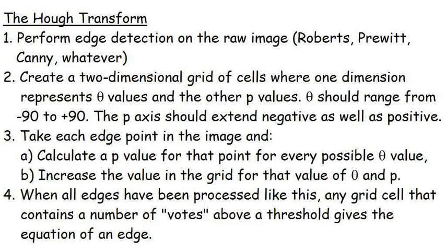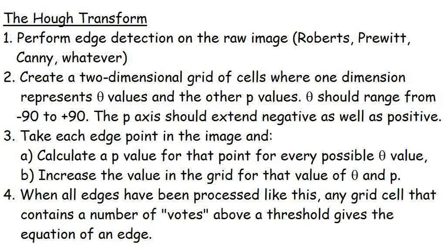Secondly, create a two-dimensional grid of numbers to hold the votes. The x direction will be the theta angle, and that spans from -90 to +90 degrees. The vertical axis will represent the calculated p values, and they might be either positive or negative. Set all the votes to 0 initially. Now take each edge point in the processed image and work your way through the theta values from -90 to +90, calculating corresponding p values.